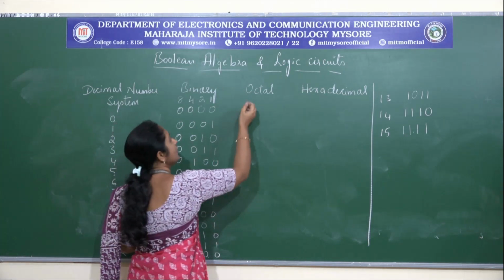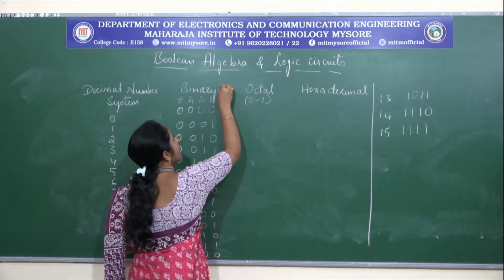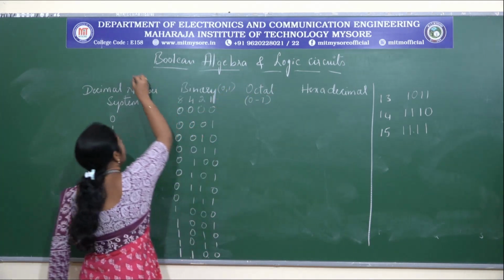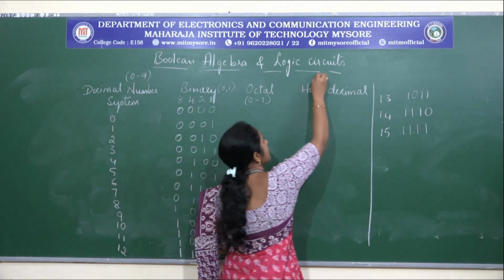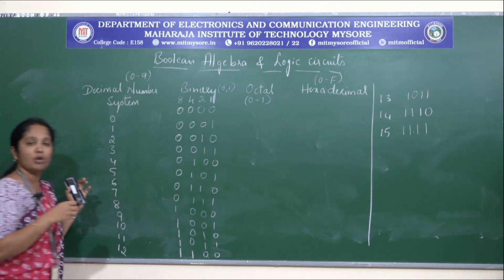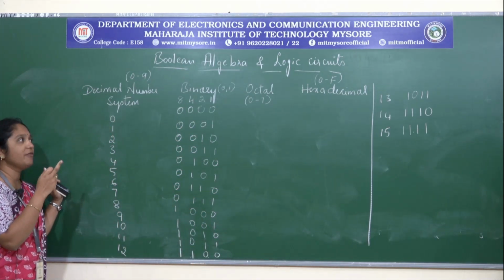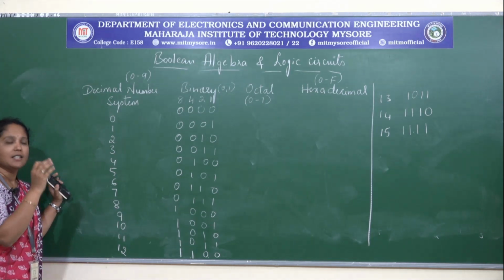In octal, how many digits will be there? We will be having 0 to 7. In binary, only 0 and 1. In decimal, we will be having 0 to 9, whereas in hexadecimal, 0 to F. So in octal the maximum value we have is 7, so we need to be careful while writing the number.